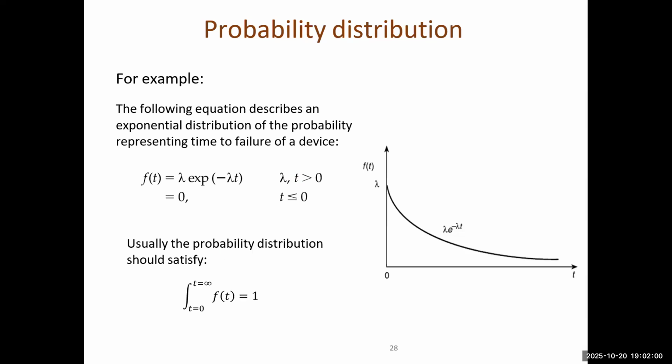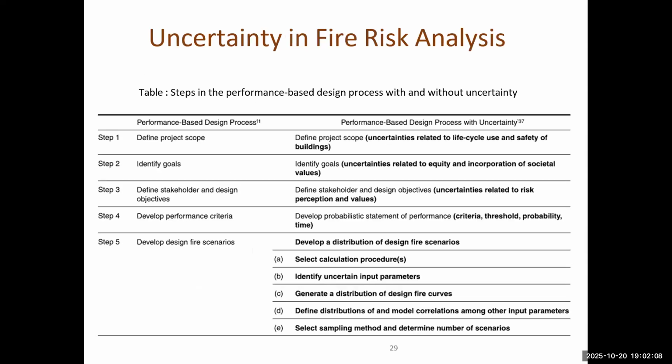So this is the probability distribution, and it is the heart of the probabilistic method. It is vital to keep in mind that our models are built in a world of uncertainty. This table contrasts a traditional performance-based design process with one that explicitly incorporates uncertainty.